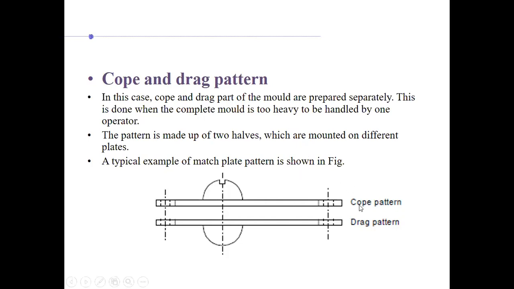You have the names because the cope pattern will be kept in the cope part of the flask and the drag pattern in the drag one. That is why you have the name cope and drag. As simple as that. The pattern is made up of two halves mounted on different plates, as you can see in the typical example. Then you will have some kind of arrangement to have alignment between the top and bottom part.